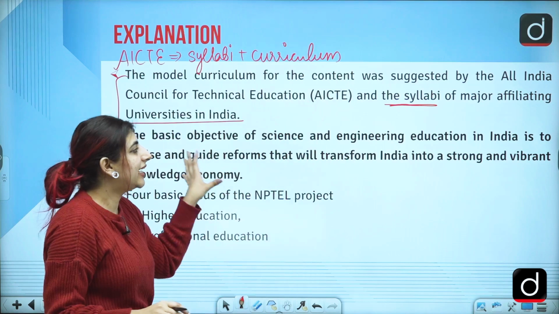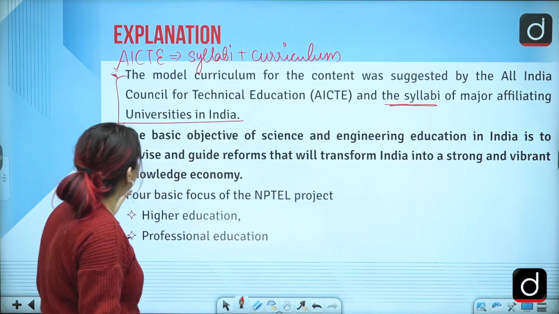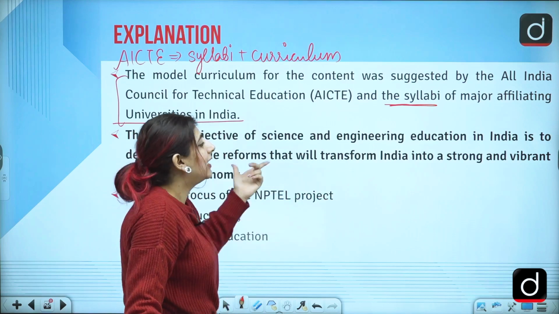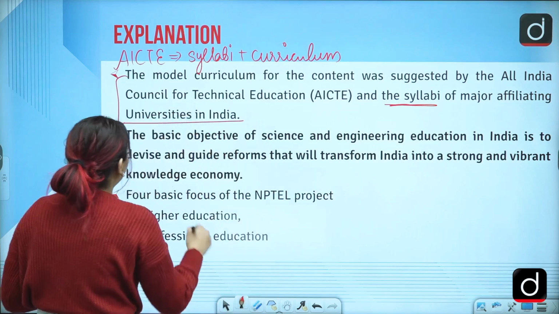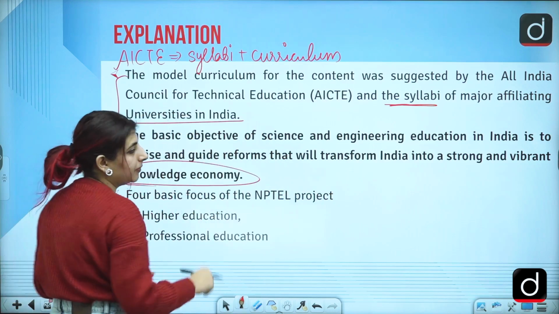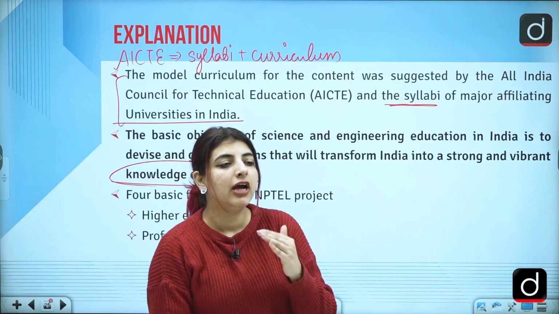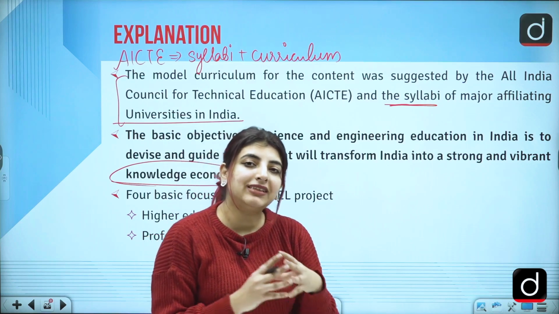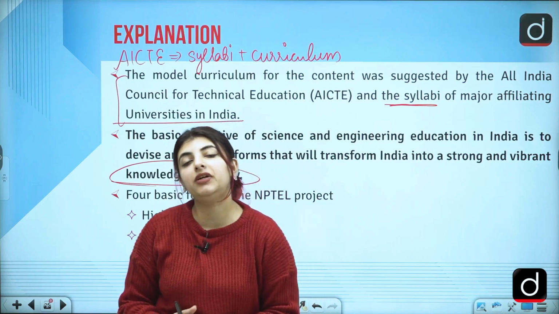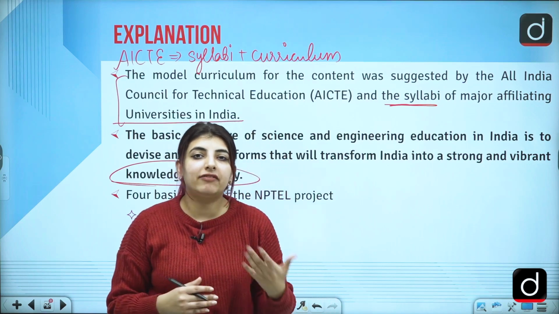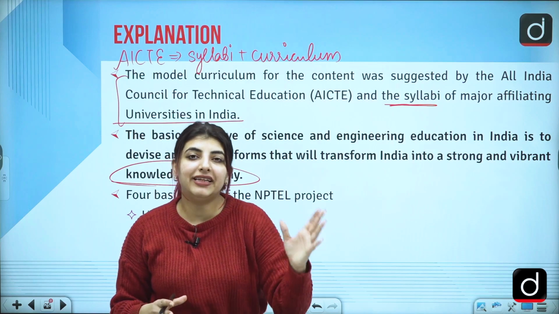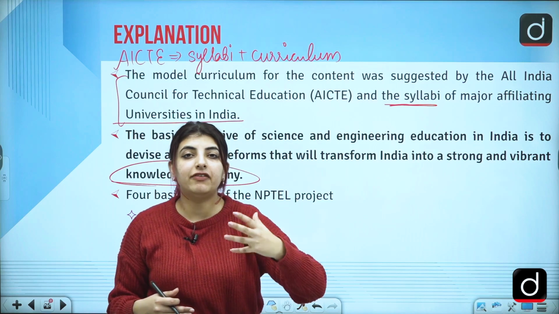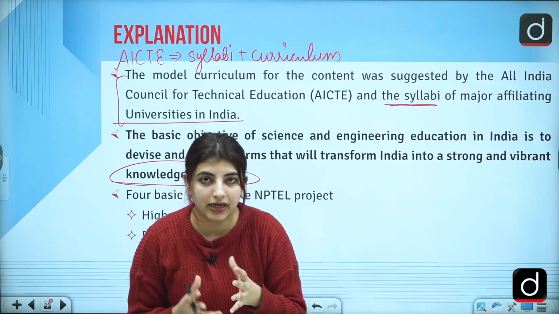The basic objective of science and engineering education in India is to devise and guide reforms, so basically to make any changes that will transform India into a strong and vibrant knowledge economy. If we talk about the normal subjects in humanities, we are moving forward at pace. But what about research and development? Those research and development projects are being taken up by the IITs and IISCs to move forward in the race that we have if we want to be a developed country, right?